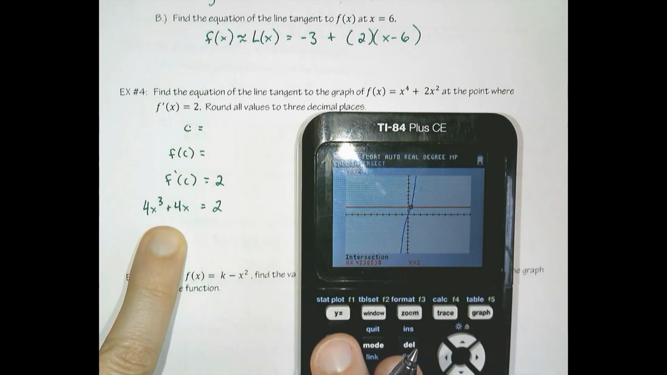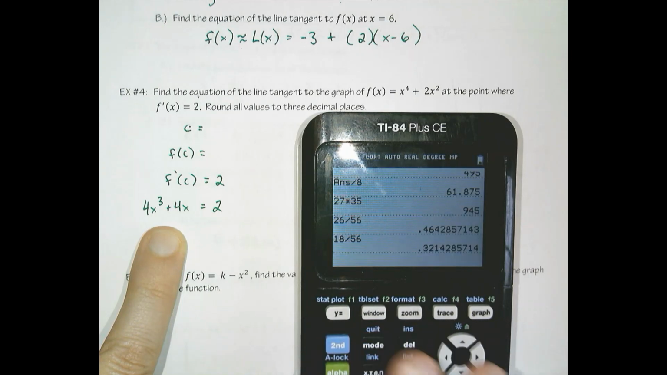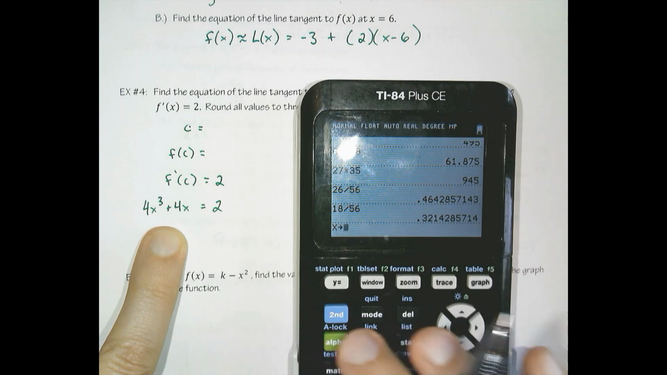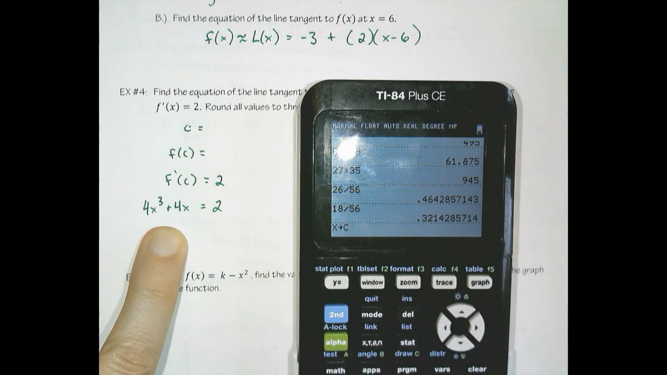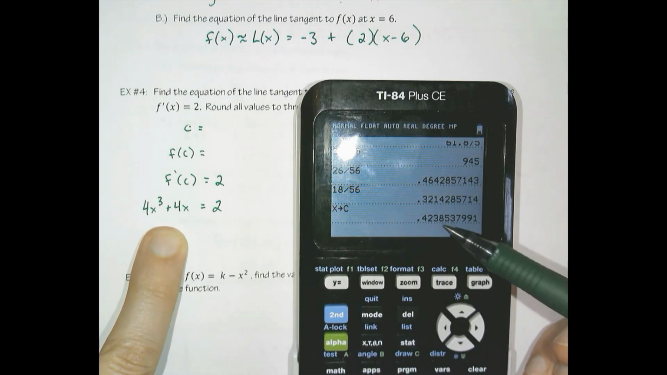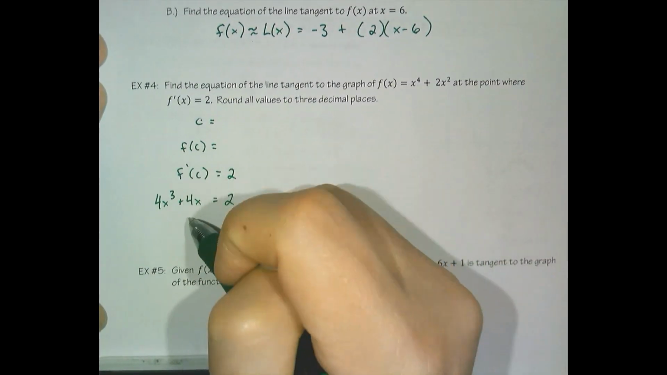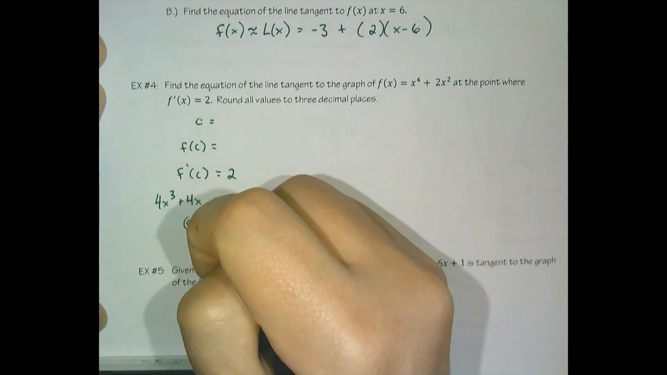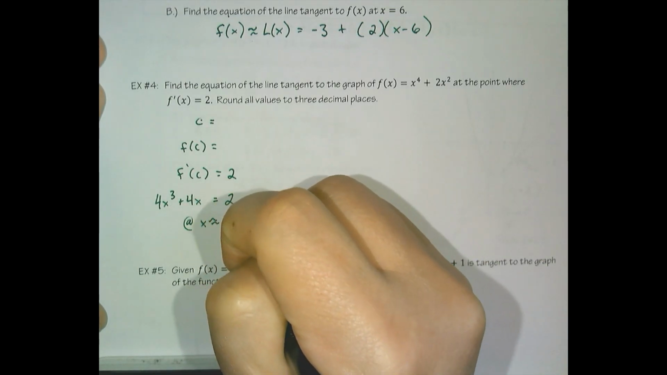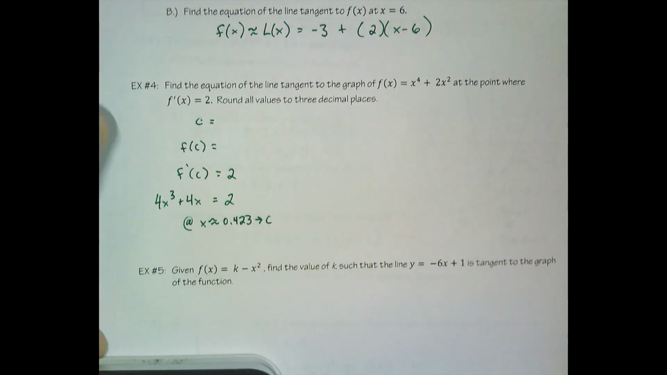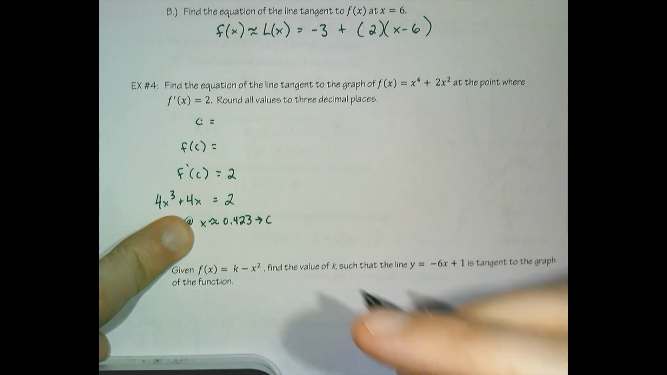So right away, if I quit to my home screen, press X, store as, and I'll do the letter C, now I have this number stored in C. This is like saying this happens at x is approximately 0.423, which I'm going to store as the letter C. And this is good notation. It works on the AP test to do it this way.